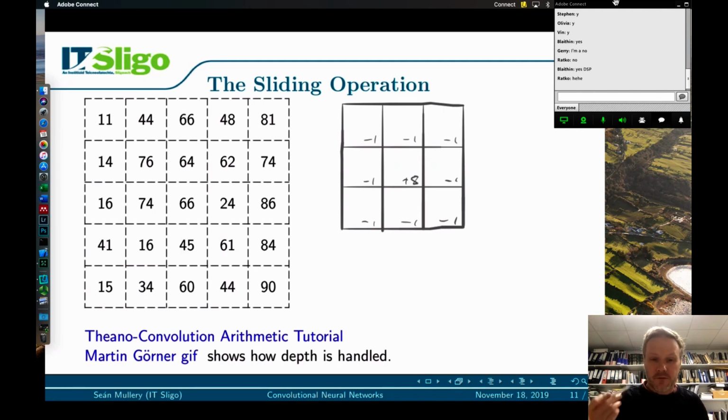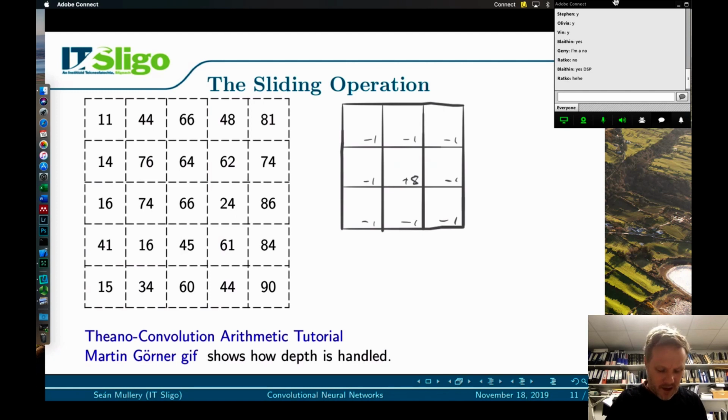Now, some nice people have created some nice animations of this thing happening that are a little bit better than me just sliding the thing across the image. So there's the Theano Convolution Arithmetic Tutorial. Now, Theano is a piece of software for developing deep neural networks, so it's a kind of competitor to TensorFlow. But they have a lovely set of explanations, and you can see a lot of little animations there as well.